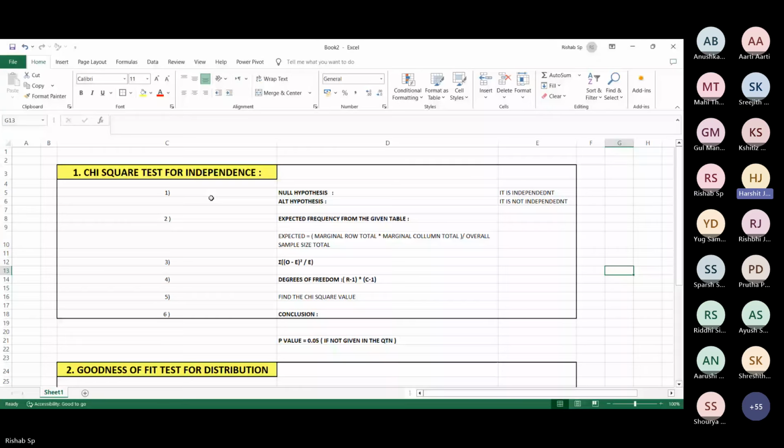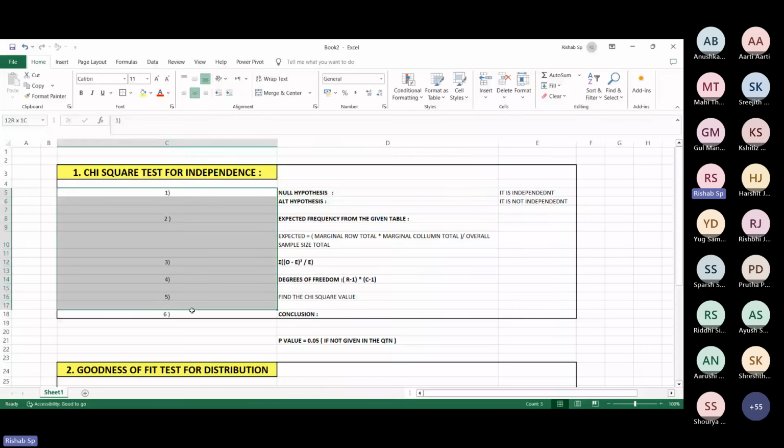Yes, it is visible. So till now you discussed two main topics. In total we have three main topics in module one: chi-square test for independence, goodness of fit test for distribution, and thirdly Wilcoxon signed rank test. Chi-square test for independence, we take the null hypothesis as in total we have 6 steps.